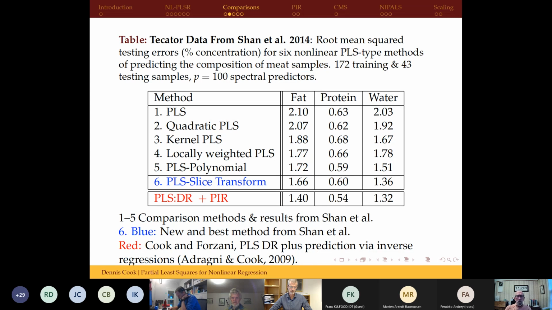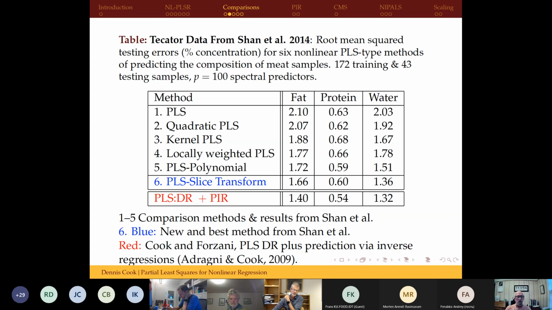Now, if you look down the root mean squared prediction errors, you see that PLS slice transform does pretty well against all the other methods. All the other methods, 1 through 5, are the methods selected by Shan. The first 6 lines of this table were presented in their paper to support their new method. You can see PLS, the standard garden variety PLS with linear predictors, does the worst. That's followed by quadratic PLS and then kernel PLS, locally weighted PLS and PLS polynomial. Some do better, some do worse, but PLS slice transform seems to do well across the range, and certainly does best for fat and for water, and it's about equivalent to the best for protein.